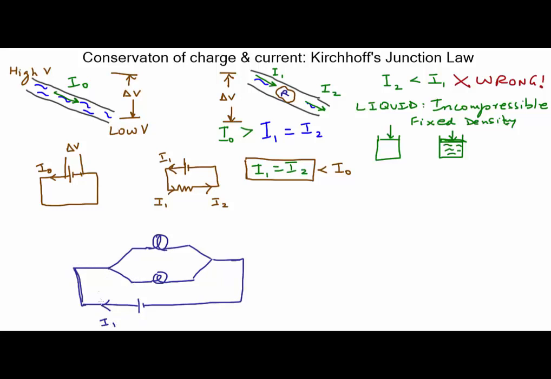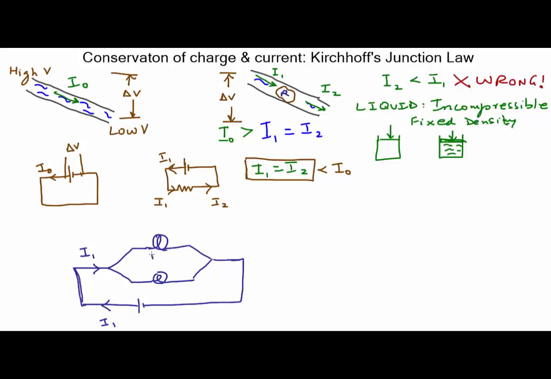When it comes to this junction, this current is going up over here and to the right over here. So I've got current I1 coming into the junction, and then here it splits in two parts. Some of it will go to the top section, some of it will go to the bottom section.